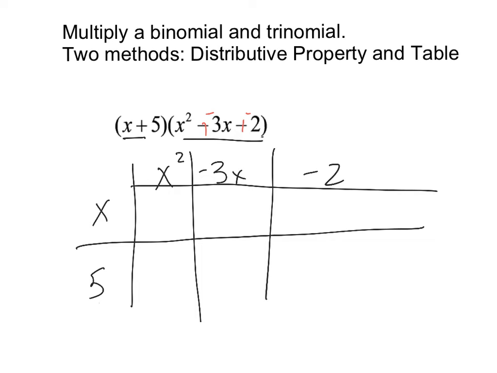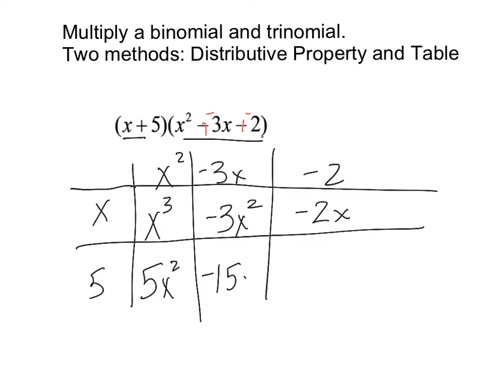And we're going to multiply rows and columns. x squared times x is x to the third power. Negative 3x times x is negative 3x squared. Negative 2 times x is negative 2x. 5 times x squared is 5x squared. 5 times negative 3x is negative 15x. 5 times negative 2 is negative 10.